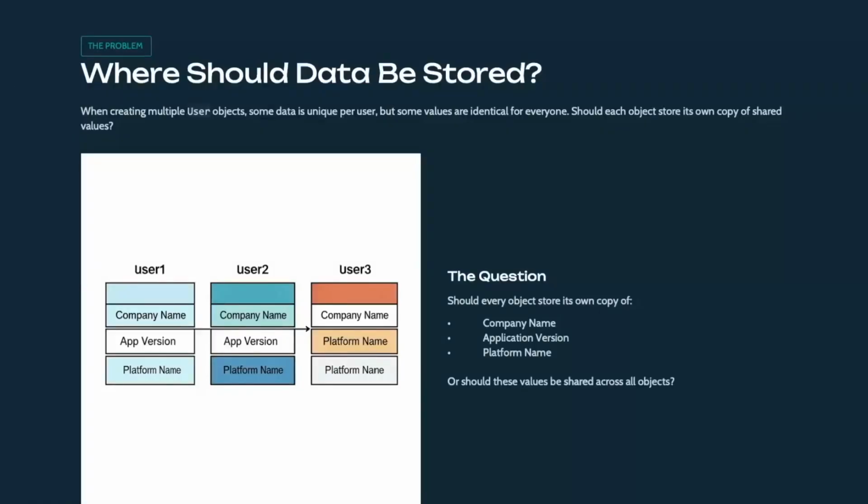Imagine we are building an application with thousands of users. Some information might be unique to each user. For example, their name, email address, age, date of birth, etc. But other information might be exactly the same for everyone. For example, the company name, the application version, or the platform name. Should every object store its own copy of those shared values, or should they exist once and be shared by all objects? The answer depends on whether we're using instance attributes or class attributes.